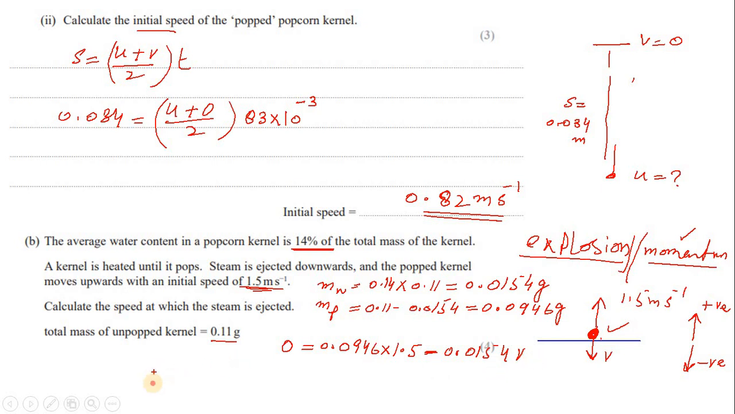So v would be equal to 0.0946 times 1.5 divided by 0.0154, and then v would be equal to 9.2 meter second inverse. This is the velocity of the steam.